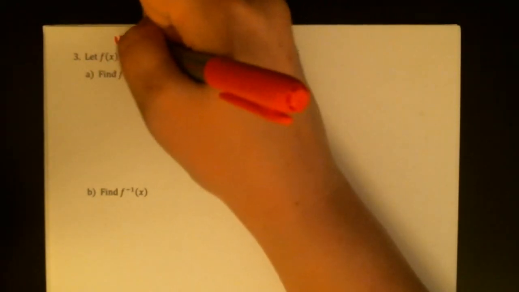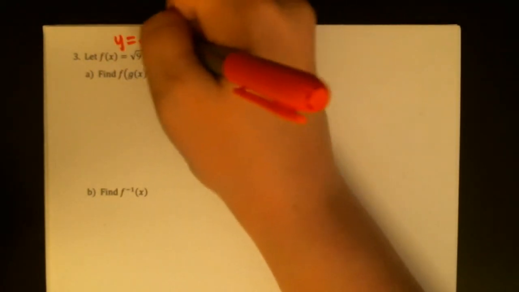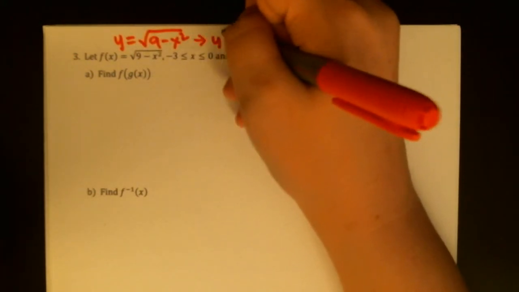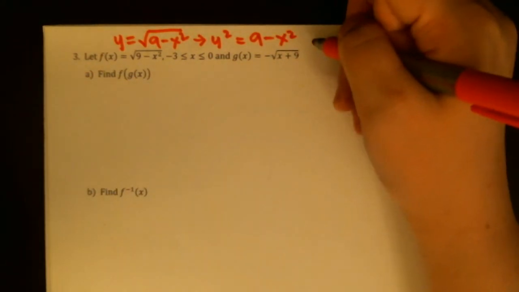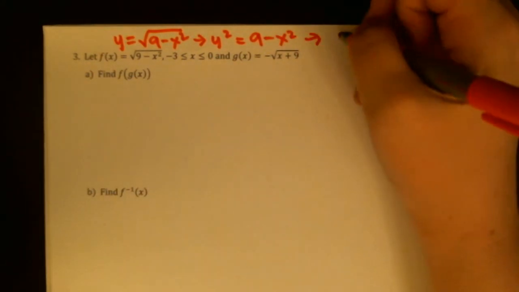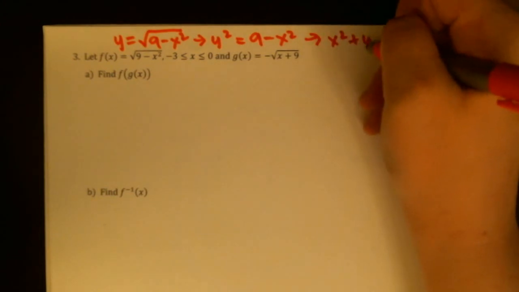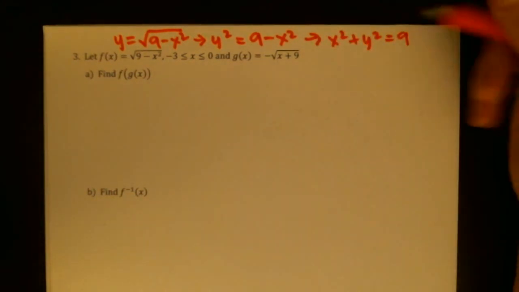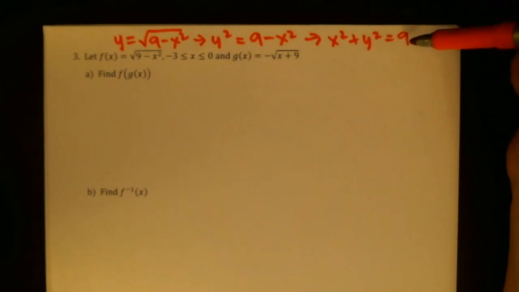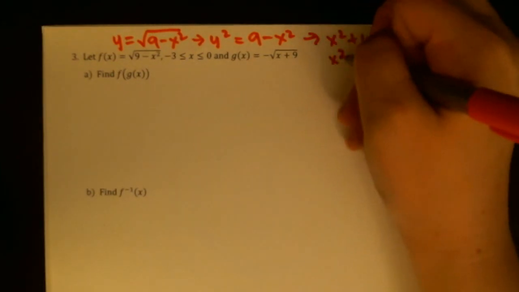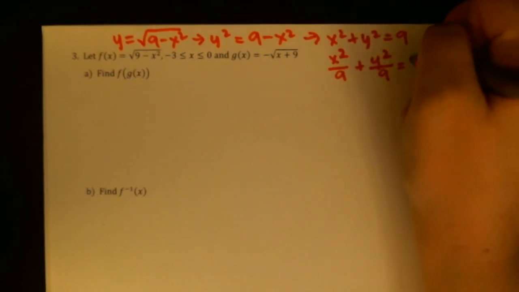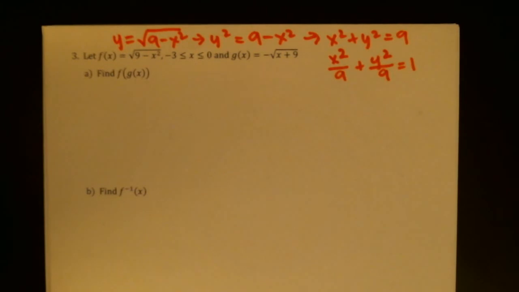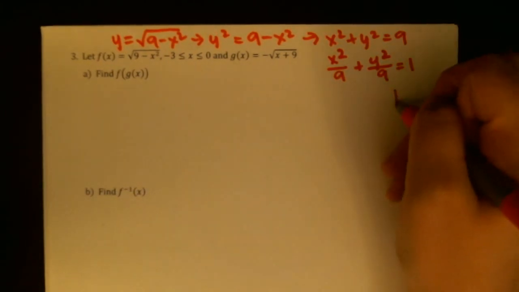So I'm looking at y equals square root of 9 minus x squared, which means that y squared is equal to 9 minus x squared. Square both sides, which means that x squared plus y squared is equal to 9. So it looks like we've got a circle centered at the origin with radius 3, or if you need to do another step or two, you can divide out that 9 and get x squared over 9 plus y squared over 9 equals 1. And there again, I'm seeing a circle centered at the origin with radius 3.